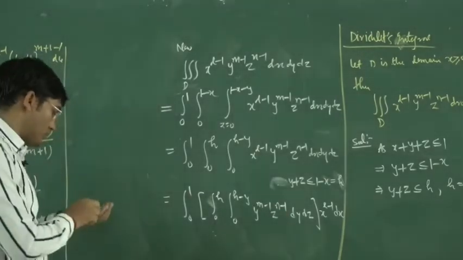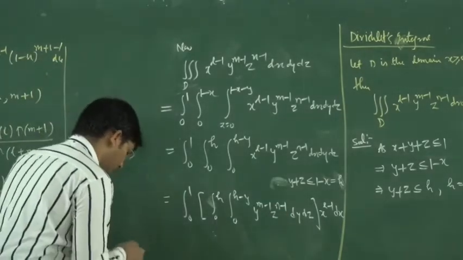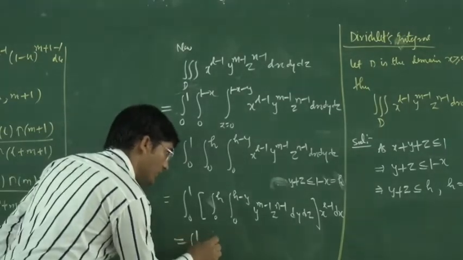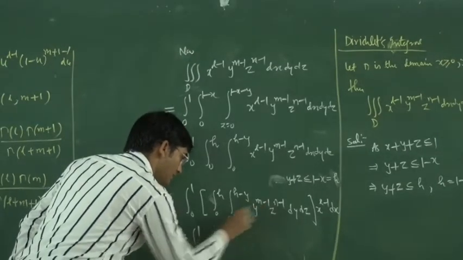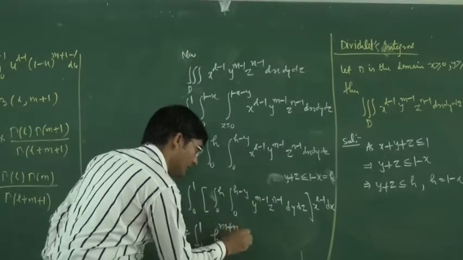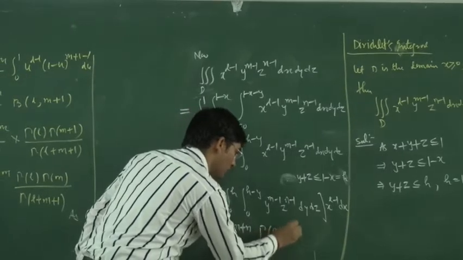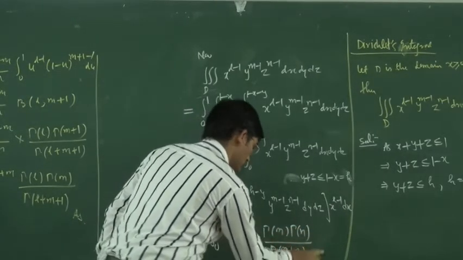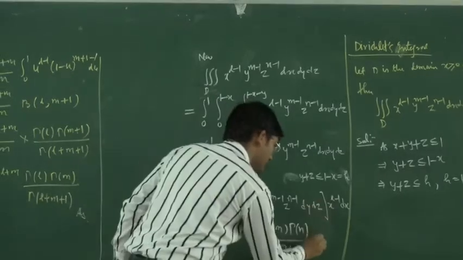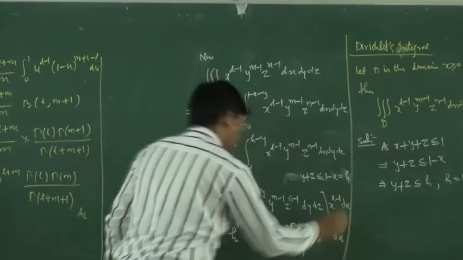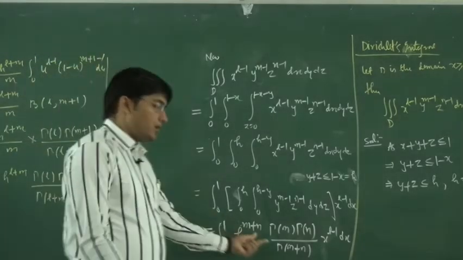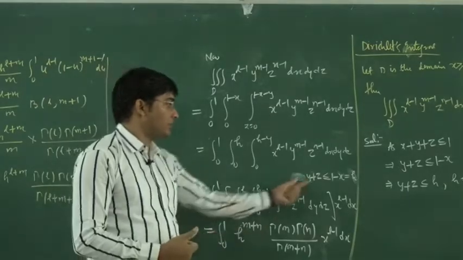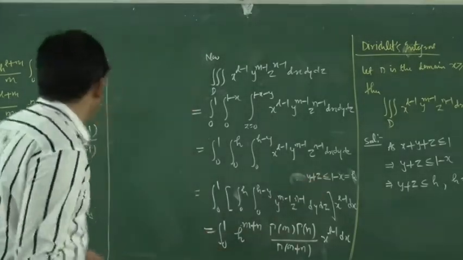So using the previous lemma, this will be equal to h power m plus n, then we will have gamma m into gamma n upon gamma m plus n plus 1, and here we have x power l minus 1 into dx. So this is because of the previous lemma. Now let us put the value of h as 1 minus x. So put h equal to 1 minus x.